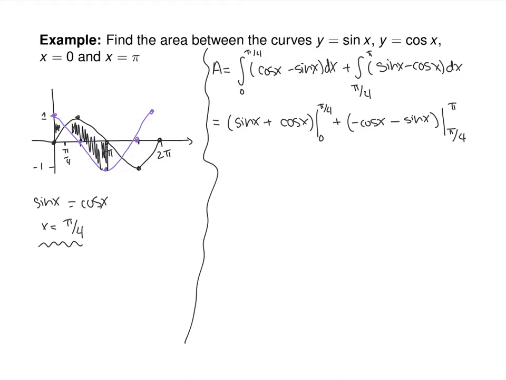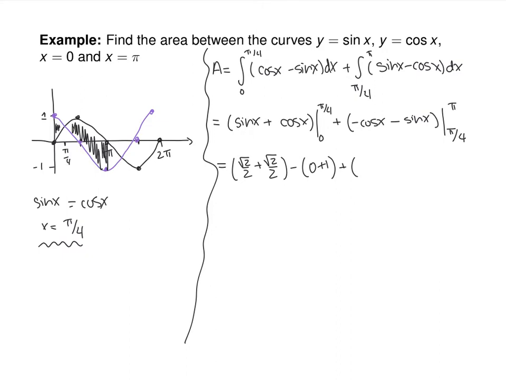And then you do have to know values of your unit circle. So the first thing we're doing is plugging in pi quarters. At pi quarters, sine of pi quarters is root 2 over 2. Cosine of pi quarters is also root 2 over 2. Then you plug in 0. Sine of 0 is 0. Cosine of 0 is 1.